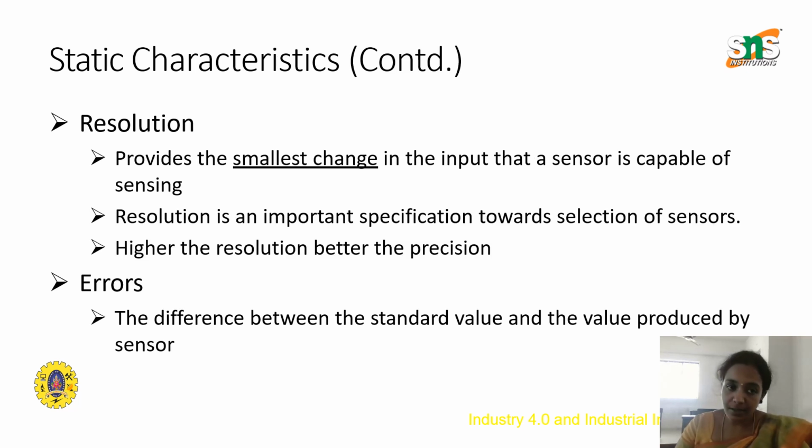Another characteristic is nothing but the resolution and the errors. Resolution provides the smallest change in the input that a sensor is capable of sensing. Resolution is the highest specification towards selection of sensors. It is usually higher than the resolution and better than the precision.